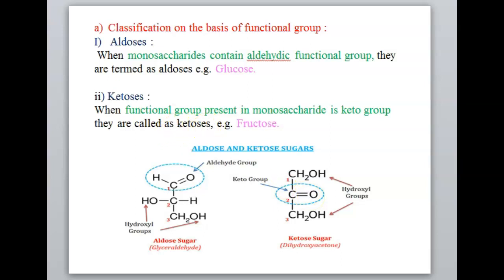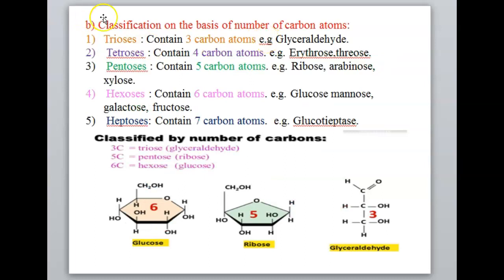Okay. Now the second class in the monosaccharides is the classification on the basis of the number of carbon atoms. How many carbon atoms are present in these structures, depending upon that the monosaccharides are classified. First is the triose, which contains 3 carbon atoms in the structure. That is called a triose, and the best example is glyceraldehyde. Second one is the tetroses, which contain 4 carbon atoms. Examples are erythrose and threose.